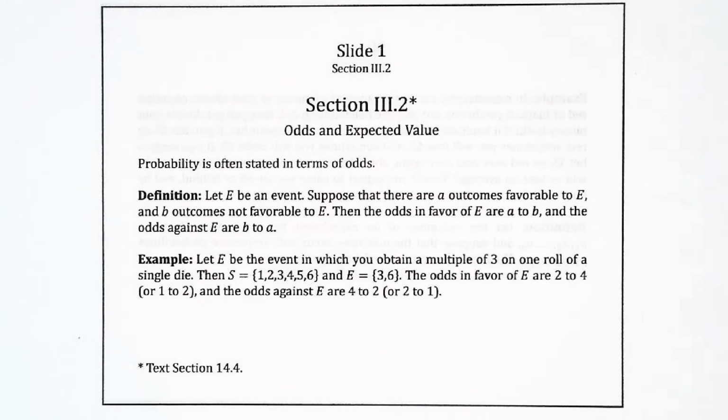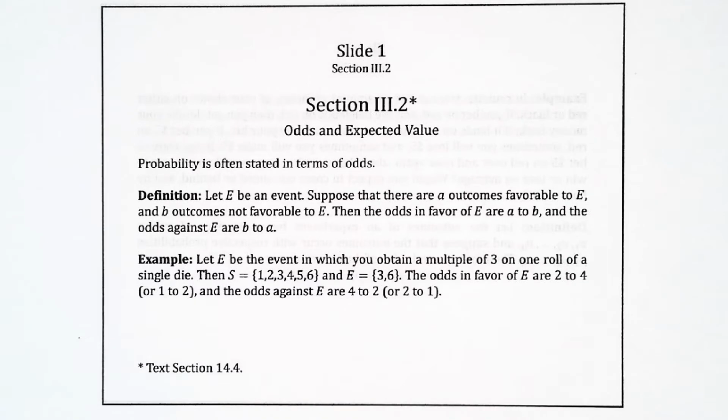For example, let E be the event in which you obtain a multiple of 3 on one roll of a single die. Okay, so there are 6 outcomes total, 1, 2, 3, 4, 5, 6. That's the sample space of equally likely outcomes. The event E consists of 3 and 6. Those are the outcomes favorable to the event in which you roll a multiple of 3.